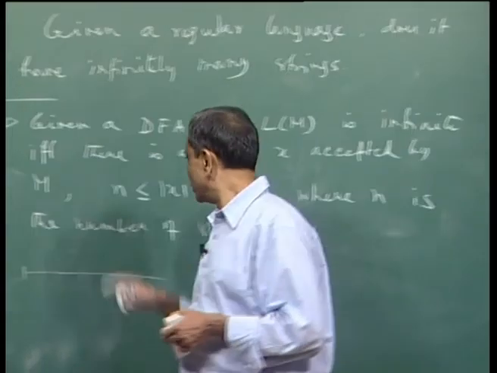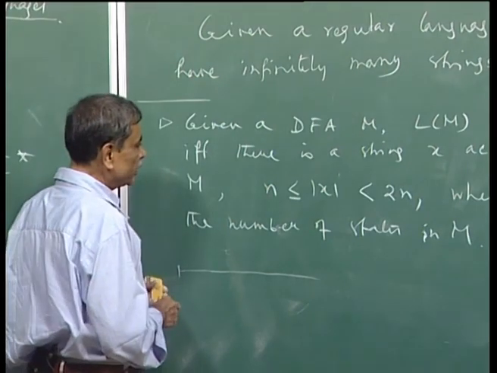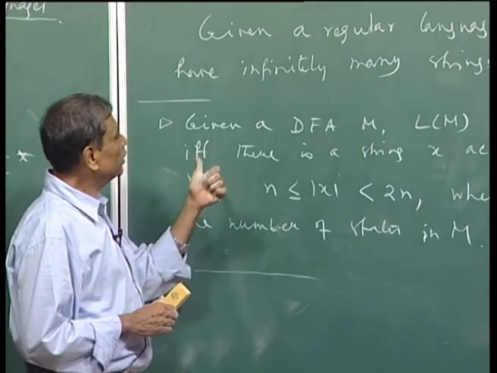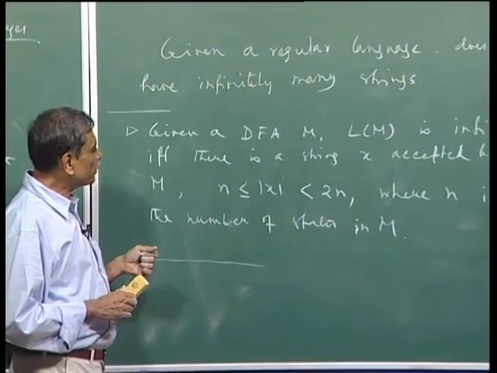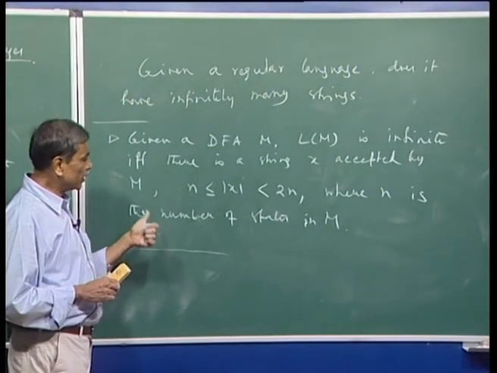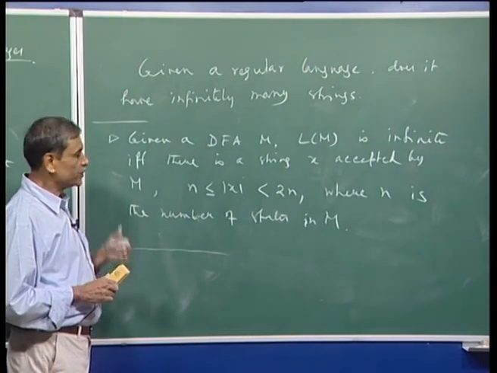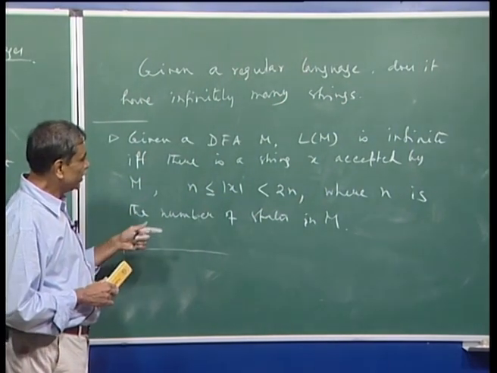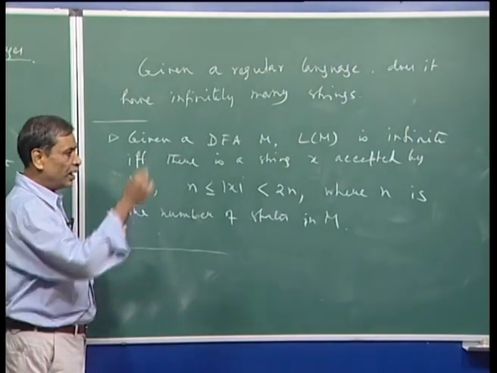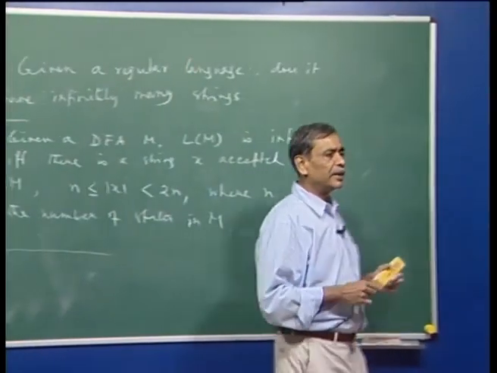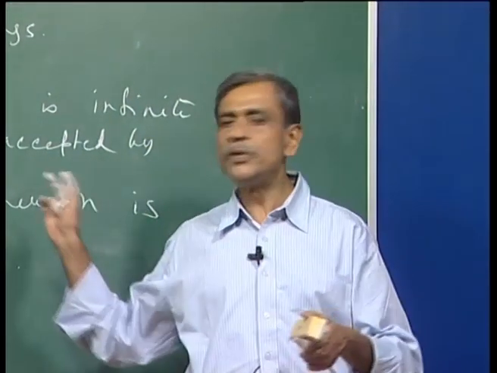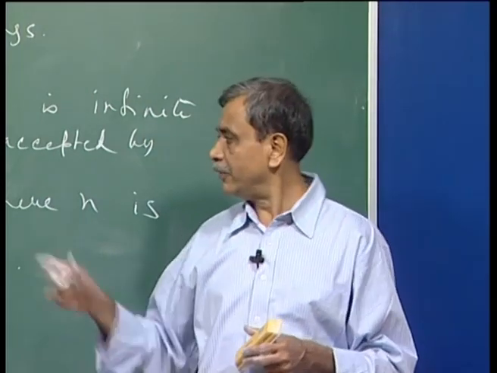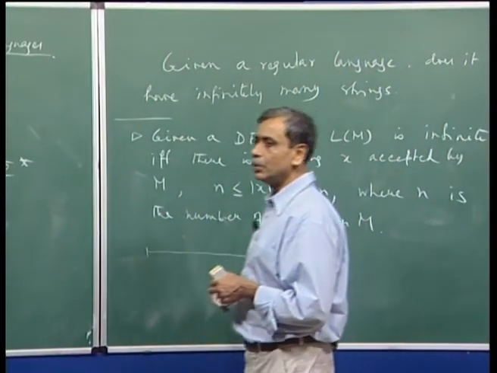So, what this is telling me is that, remember, the pumping lemma said for every string accepted by the machine M whose length is greater than or equal to the number of states. Now, this leaves open the question: yes, I am looking for a string whose length is greater than or equal to n, but is there a bound within which I am guaranteed to find it if it is there? And in fact, this is the bound. At most you need to go up to 2n.